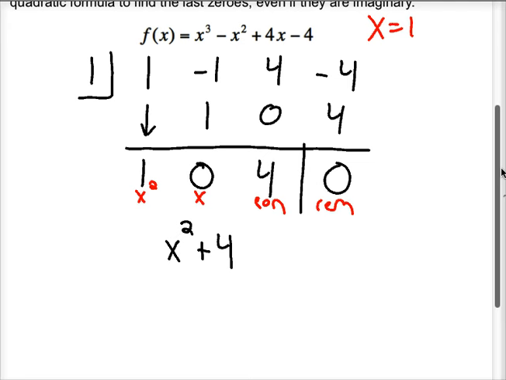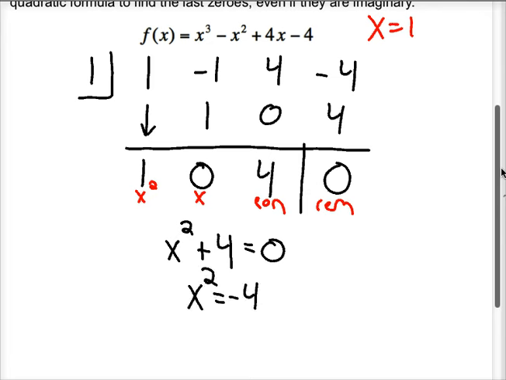Now again, I'm searching for zeros. I'm searching for solutions. So now that polynomial that I have left, after I've taken out the first solution, I want to see where does that equal 0? Because quadratics I know how to solve. So again, I pulled out the first solution. Now the polynomial that's left, I want to see where this is 0.